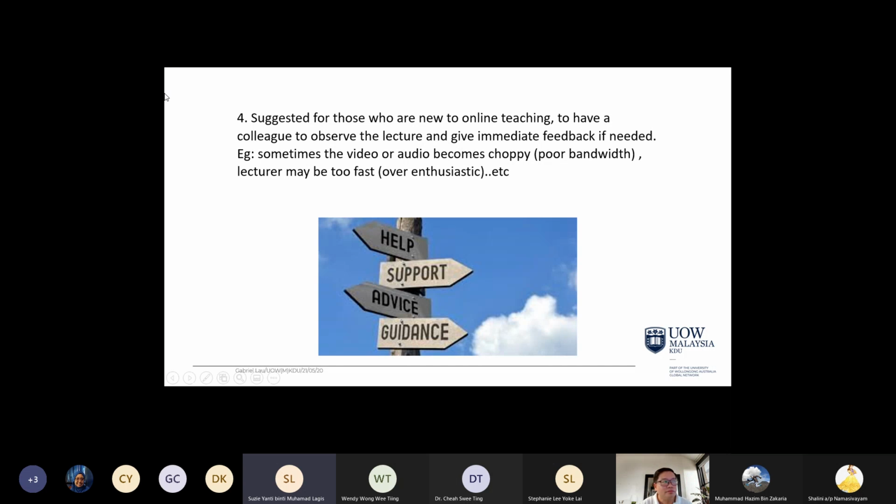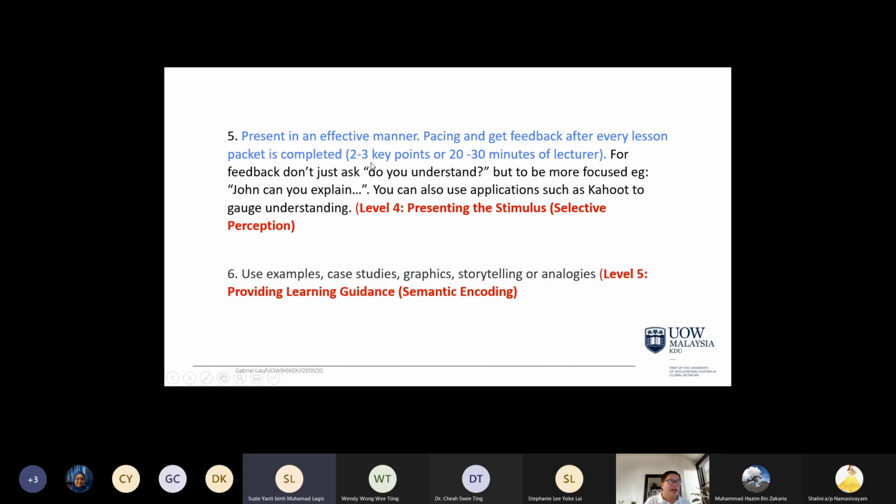Number 5, the one that I put here: present in an effective manner, pacing, and get feedback after every lesson packet is completed. So 2 to 3 points, or 20 to 30 minutes of lecture, every packet, remember, roughly 30 minutes, then get feedback. For feedback, don't just ask, do you understand?